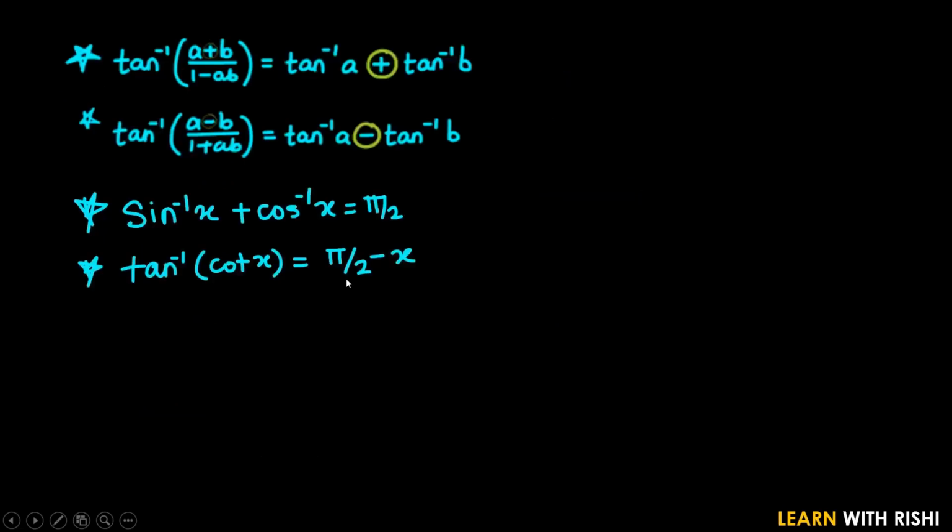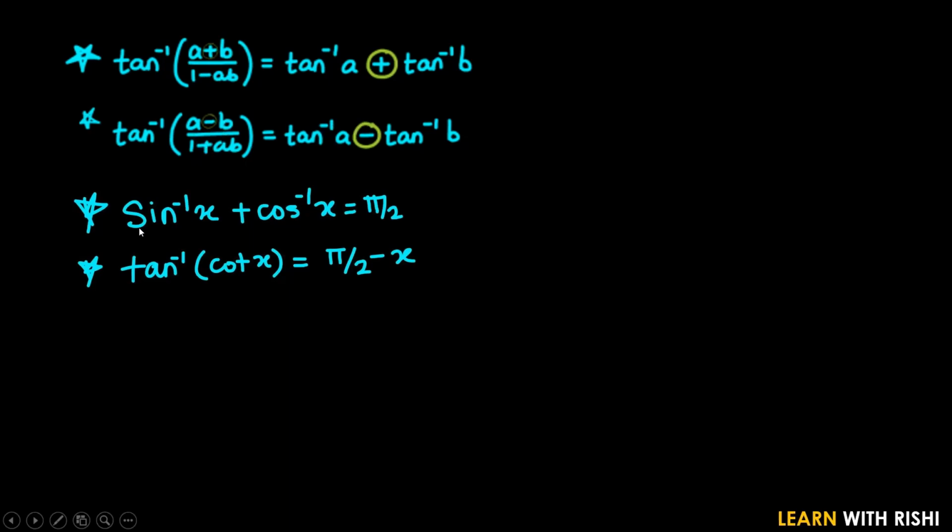So here are some formulas which will help you in solving inverse trigonometric functions. First one is tan inverse of A plus tan inverse of B. So whenever you come across this function, tan inverse of A plus tan inverse of B, you can write it as tan inverse of A plus B upon 1 minus AB. Similarly, if it is a negative sign, here it will be A minus B and here it will be a positive sign.